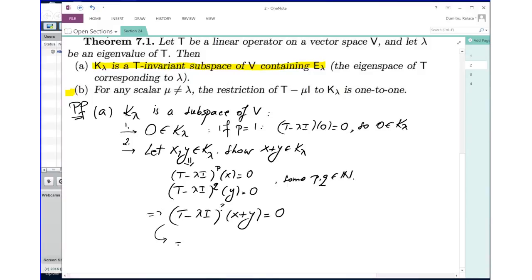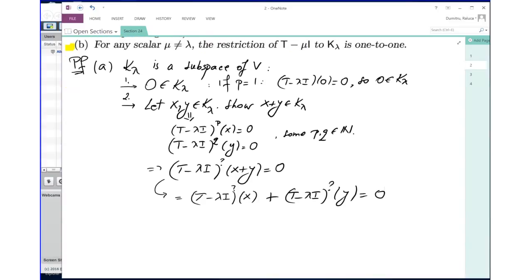Well, everything is linear here, so whatever power I choose, it breaks into that sum, so it has to be a number such that when applied to both x and y would give me 0. So what do you think that number should be? x works with that number p, right? y works with the number q. Anything bigger than the max between p and q would work. So let me put p plus q. So I'm not worried about which one is bigger or anything.